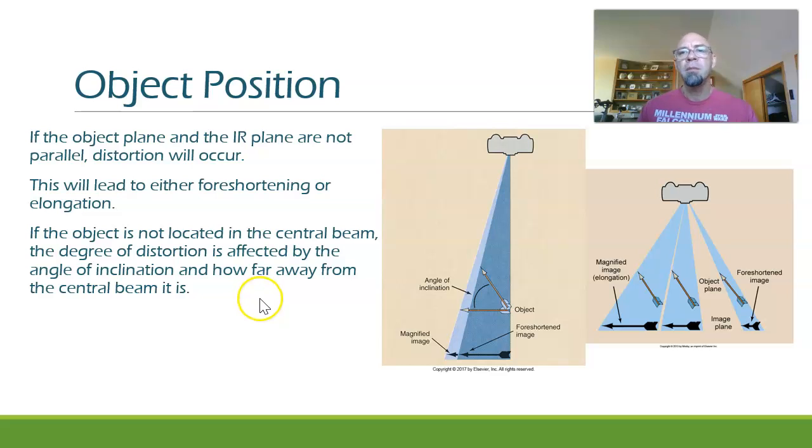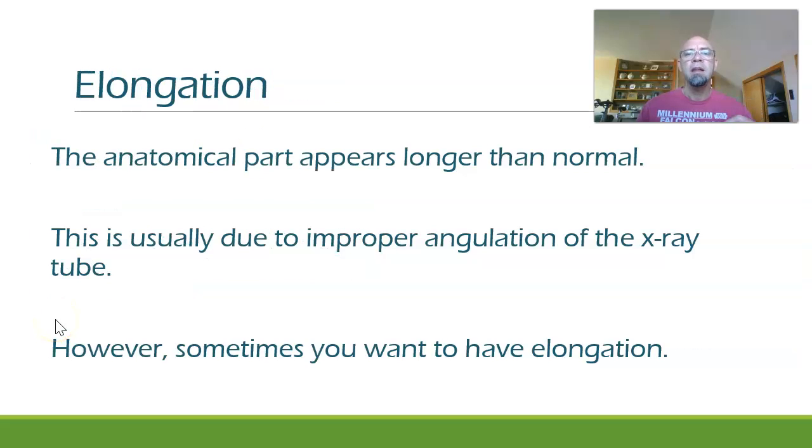So let's talk about some real life examples, and you have actually learned how to do one of these already. Elongation is when an anatomical part looks a little longer than normal, and you've learned how to do this by doing a scaphoid image. So if we've got ulnar deviation, 20 degrees, pointing it right at the scaphoid, you're going to elongate that bone just a little bit. So not dramatic, but let's take a look at that.